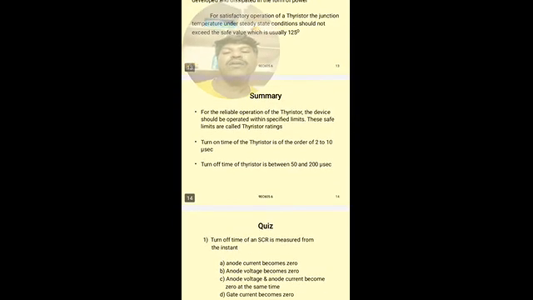And coming to the summary: for reliable operation of thyristor, the device should be operated within the specified limits. These safe limits are called the thyristor ratings. Turn on time of the thyristor is of the order of 2 to 10 microseconds. Turn off time of the thyristor is between 50 to 200 microseconds. It takes more time to turn off.